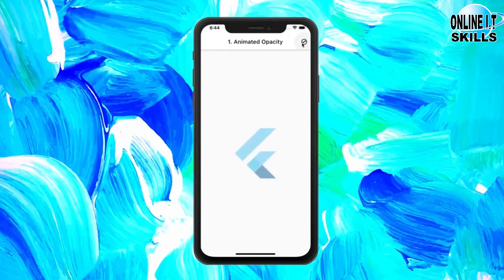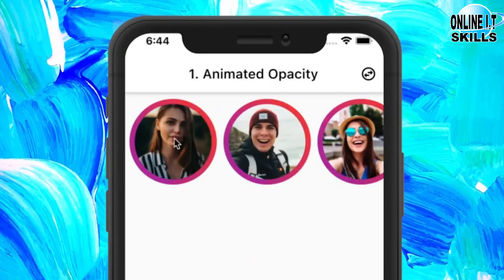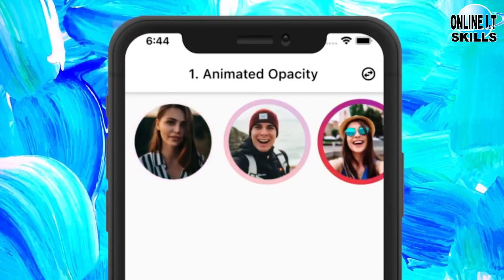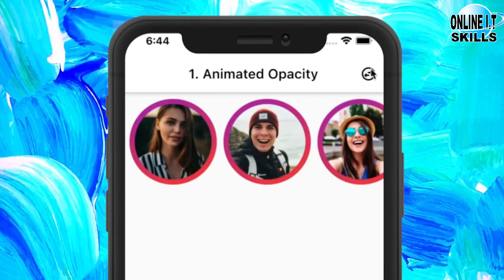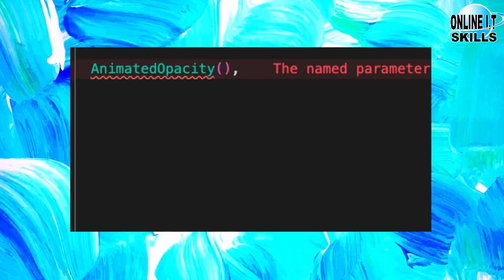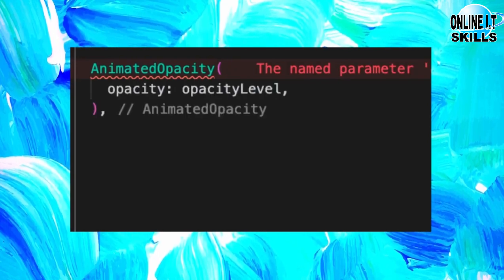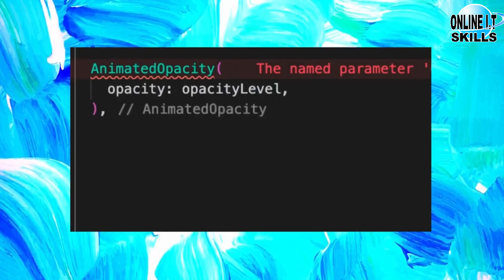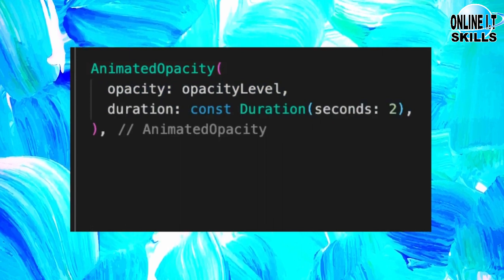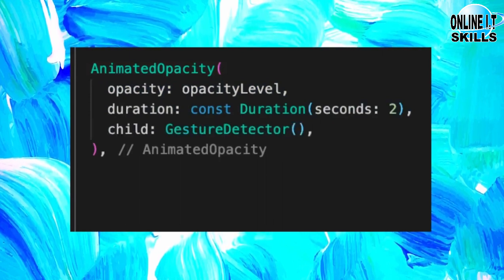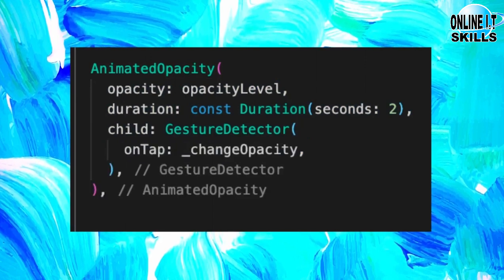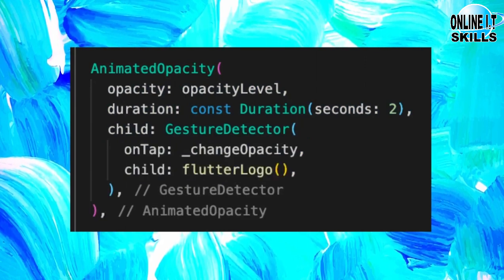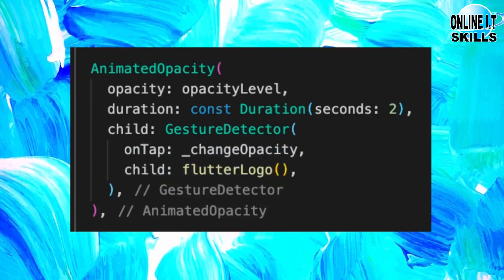This animation is the AnimatedOpacity, and we can use the Instagram example once again to show you how it works. So when we click on the profile picture, the red circle will disappear slowly. For this one, we use the AnimatedOpacity with an opacity that has a variable opacity level. The duration of this animation will be 2 seconds. And inside the child, we have used the GestureDetector with the onTap function that will trigger the opacity level. And the child of this GestureDetector is the Flutter logo.